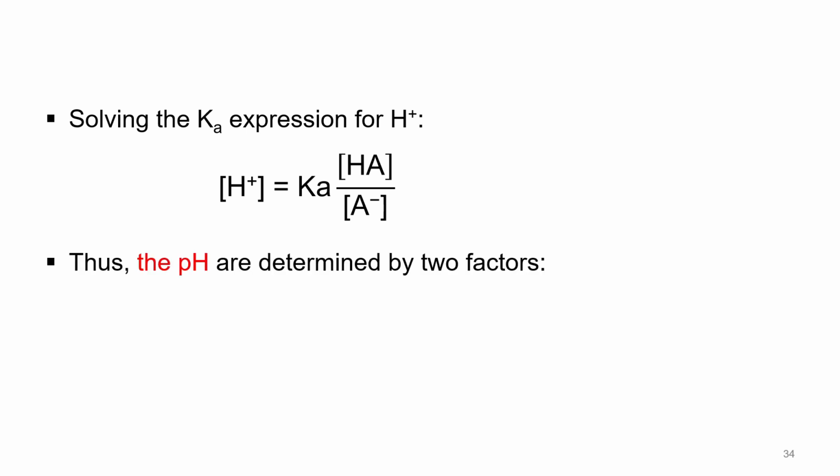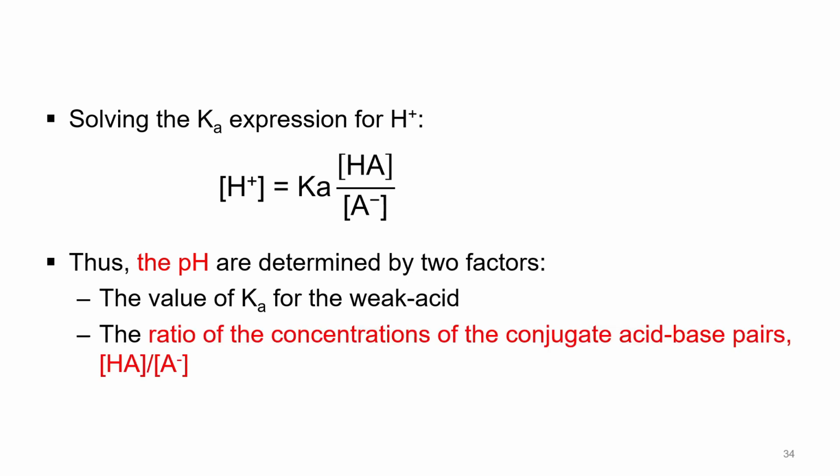Thus the pH are determined by two factors. Okay, kita ada dua factors which is okay, Ka for the weak acid, the value of Ka for the weak acid, which is the ratio of the concentration of the conjugate acid-base pairs, which is concentration HA over concentration A minus.